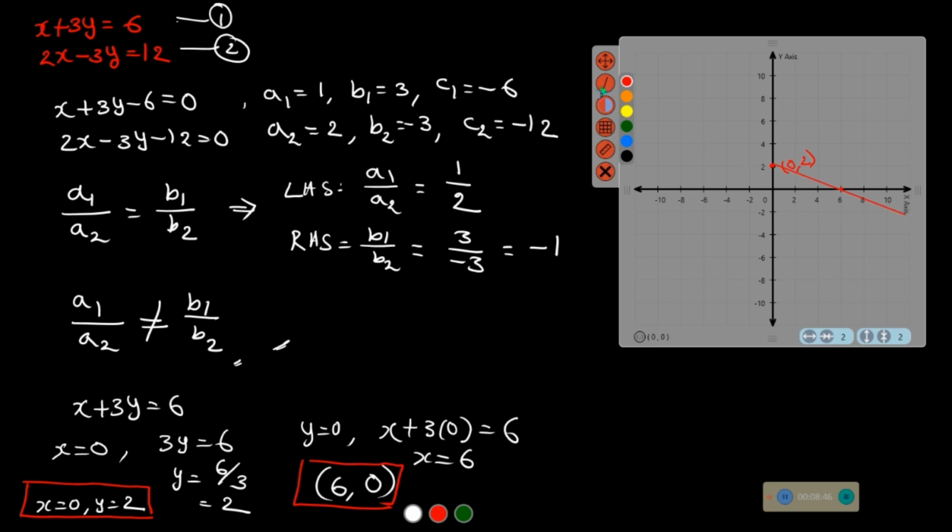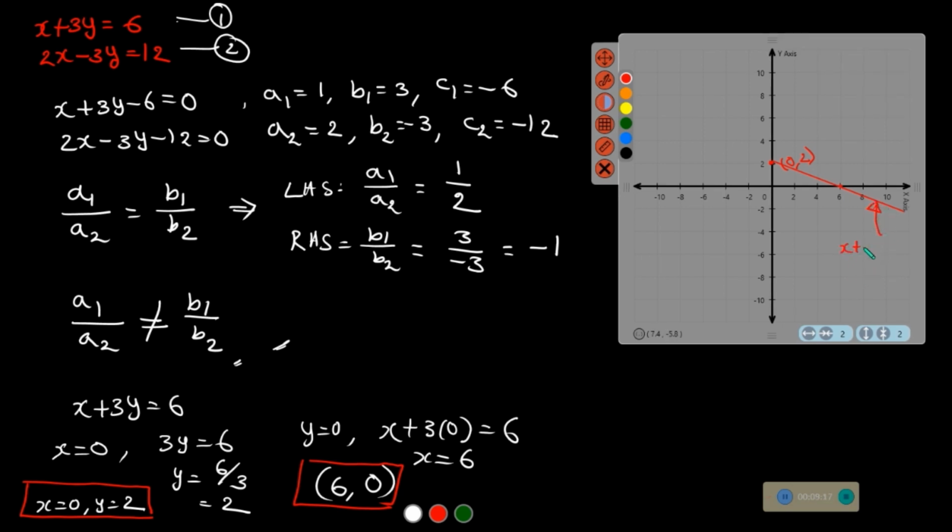What is the equation of this line? Keep writing the equation of this line always. It is x plus 3y minus 6 is equal to 0. Okay, let's draw similarly the other line. What is the other equation? See, the other equation is 2x minus 3y minus 12 is equal to 0.